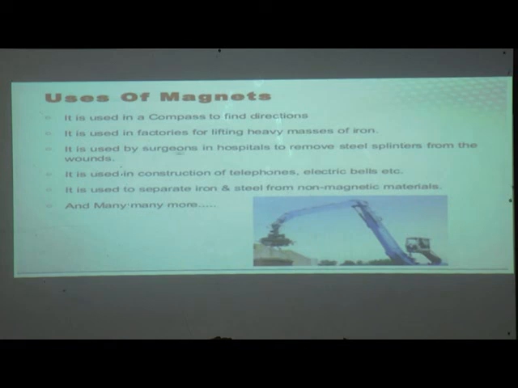It is used by surgeons in hospitals to remove steel splinters from wounds. In accidental cases, when there is an operation, doctors use magnets to remove steel or other magnetic substances from wounds. It is also used in the construction of telephones and electric bells. It is used to separate iron and steel from non-magnetic materials, and we can find many more uses of magnets in industries and other fields.